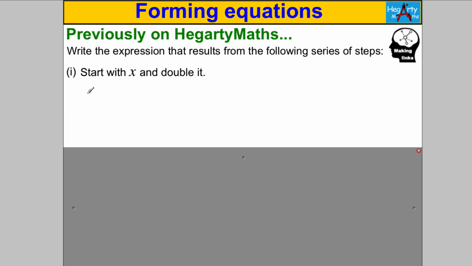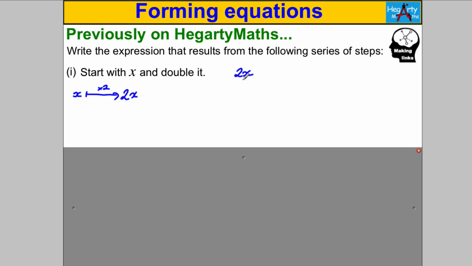I said when doing this, draw a little flowchart. We're going to start with x. We are told to double it, that means multiply it by 2. A mathematician would write that as 2x. So the expression is 2x. Remember, an expression is maybe some numbers, some letters for algebra, and an operation. In this case, we've done a multiplication. But this video is about forming equations.